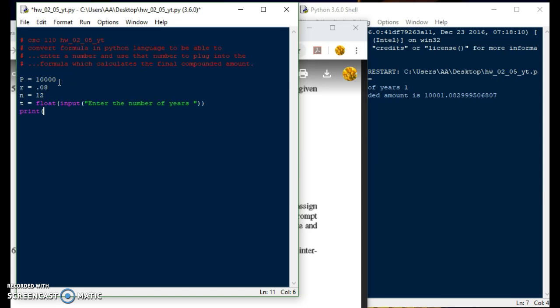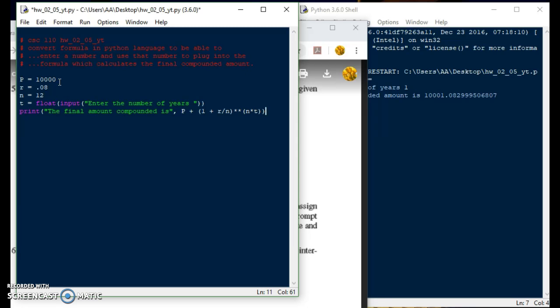So I will put the final amount compounded is, and this will be where my formula will be: 1 plus R divided by N, and then for the exponent we will need the two asterisks, and just to make sure that I am multiplying these two first, we'll do that, and so that looks good.